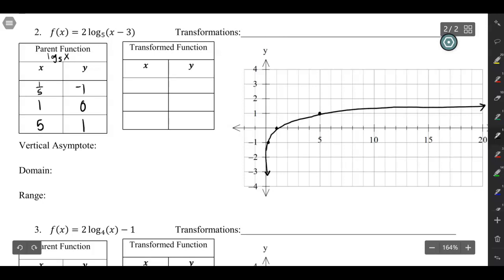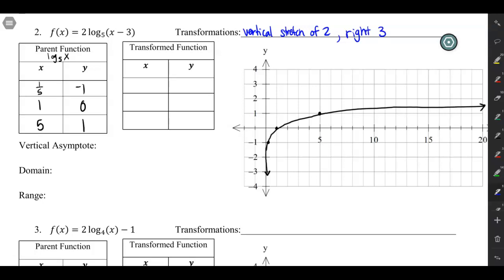One reason that it's nice to have your parent function graphed is that it's good at the end to be able to compare your parent function to your transformed function and make sure that they do actually match. So your transformations are that you have a vertical stretch of 2 because there's a 2 in front of the function. So vertical stretch of 2. And since you're subtracting 3 from the x, that's going to move your graph to the right 3.